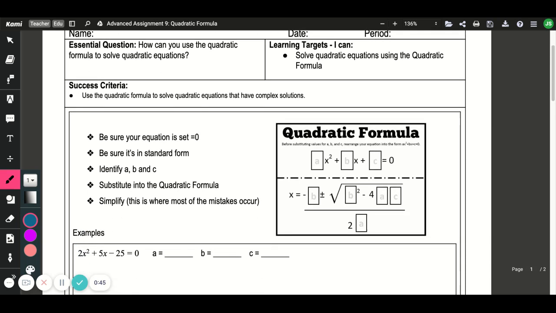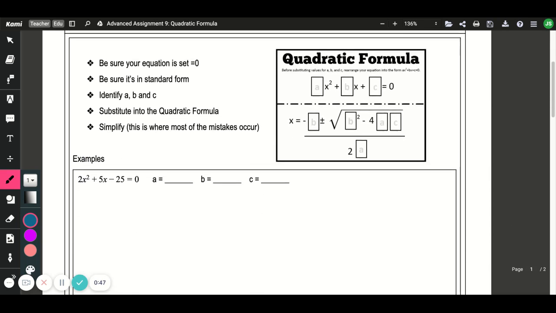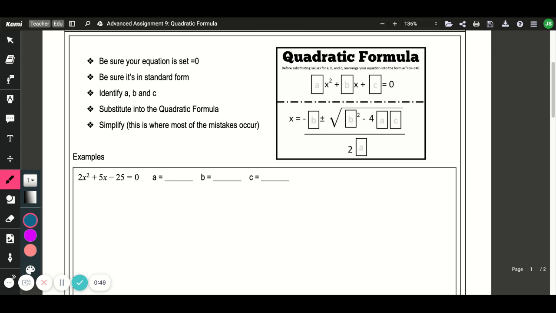So here's a couple of reminders and steps for you over here. Be sure that your equation is set equal to 0, just like with factoring. We have to set it equal to 0. Be sure that it's in standard form, and then identify A, B, and C. So those three are exactly the same as they were with factoring. So remember, once you have your equation in standard form, that first letter is your A, the second is your B, and the third is your C.